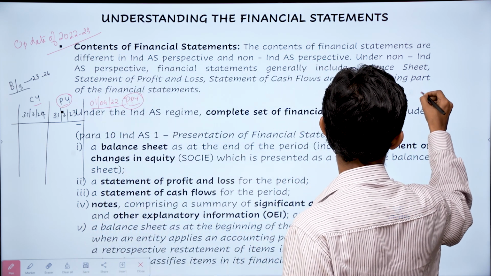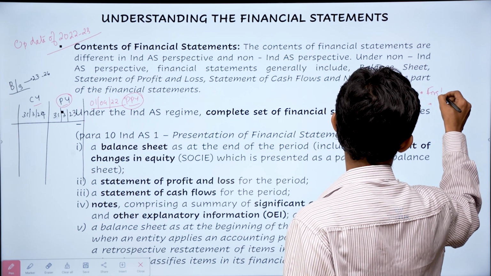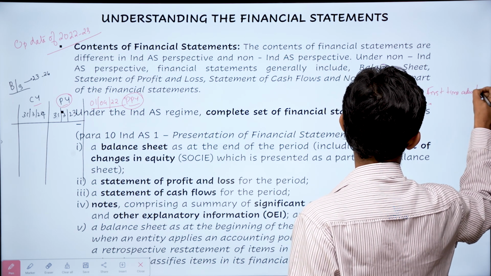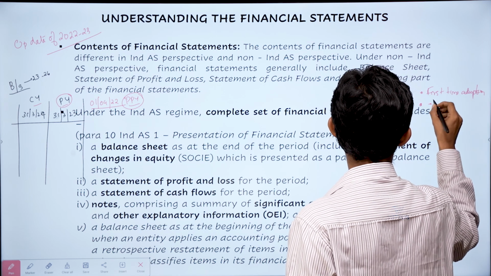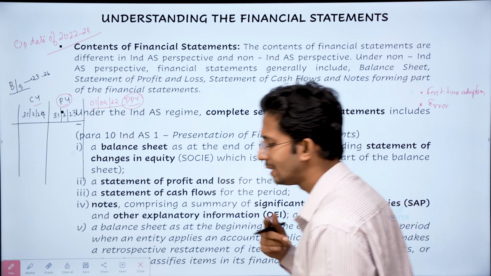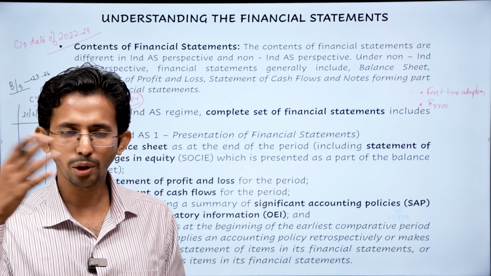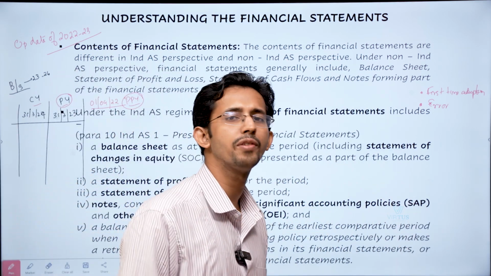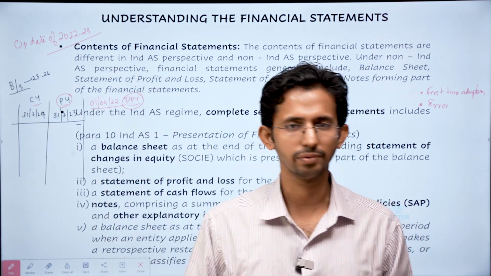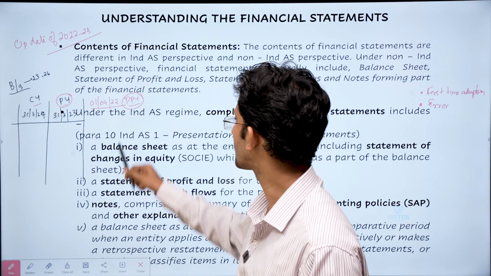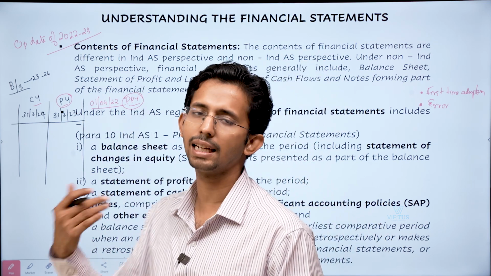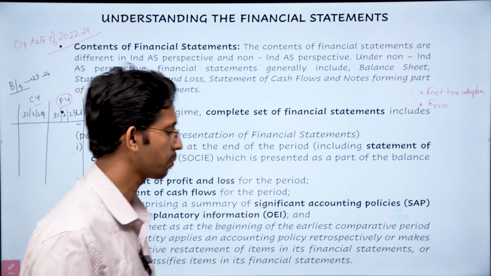So the first one is first time adoption. Next is whenever there is any significant error. Whenever an error has occurred in any of the previous years and the effect of the error overlaps to the previous years, then you have to restate the previous year figures, and while doing that you have to present this PPY information also. I will come to that in detail when we take that specific scenario or standard.